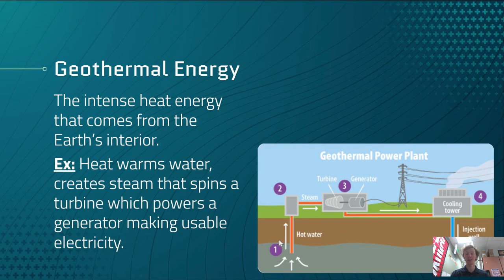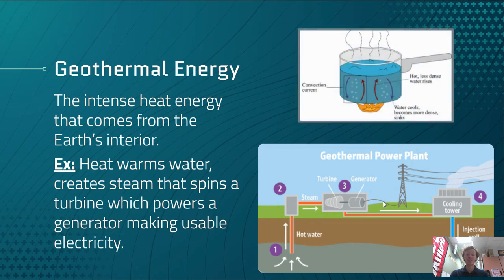You're going to notice in this diagram over here, we have heat being pulled from the inner core of the Earth, and it actually heats up water, creating steam. That steam then produces enough power in order to turn a turbine, and then it's going to create energy through a generator, which is going to be giving us usable electricity.